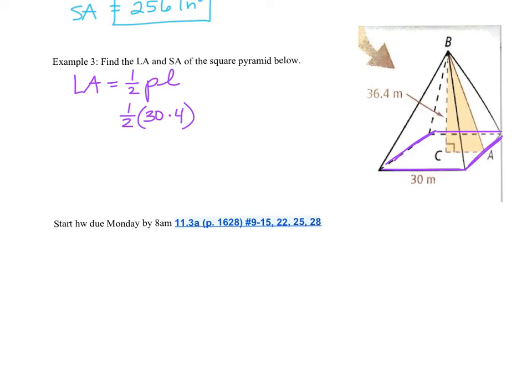And then your slant height is this right here, which we don't know. And this is the one that takes a little bit of extra effort to make sure we get the right numbers in play. If you look at this shaded triangle, it is a right triangle. We know this side of it is 36.4. You should be able to come up with this side. So if this is a square and it's a regular pyramid, that height is going straight down the middle, which means this piece is 15 if the whole thing is 30.